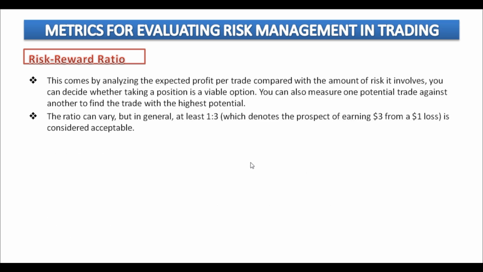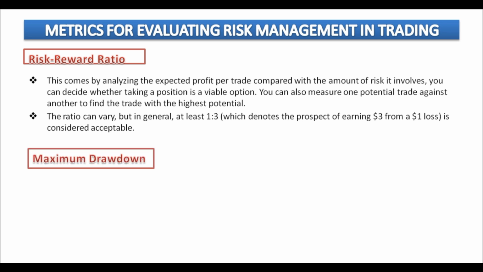So the ratio can vary, but in general, at least 1:3, which denotes the prospect of earning $3 from a $1 loss. So if you aim at losing $1 and you target $3, I think it's fair. If you win 10 trades, that is 3 times 10, that's about $30, mind you. So that is how it's going to be, guys. I think that is considerable and acceptable enough.